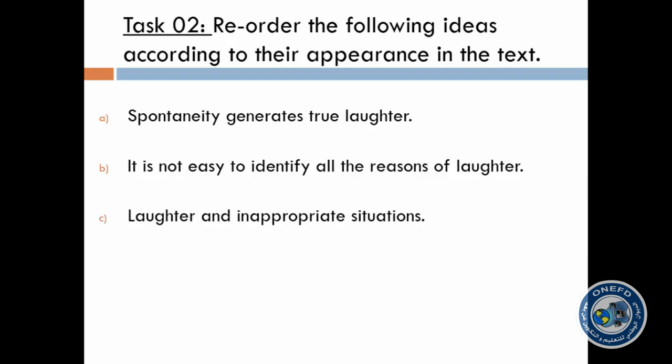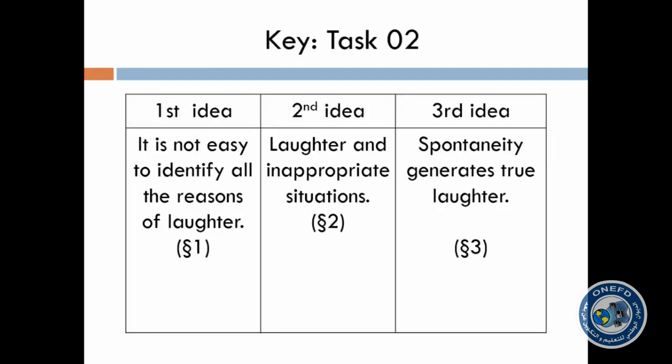So let's take a look at the answer. We have provided you with the answer in the form of a table so that it can be more organized and you understand it in a better way. The first idea is, it is not easy to identify all the reasons of laughter, paragraph 1, of course. Laughter and inappropriate situations is the second idea, related to paragraph 2. And finally, spontaneity generates true laughter in paragraph 3, which is the third idea.